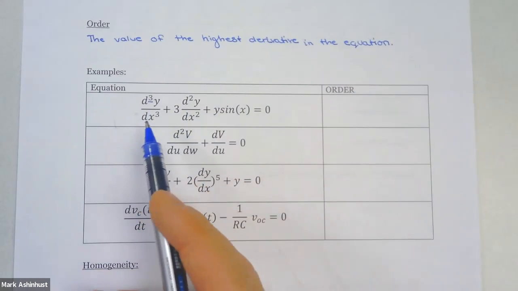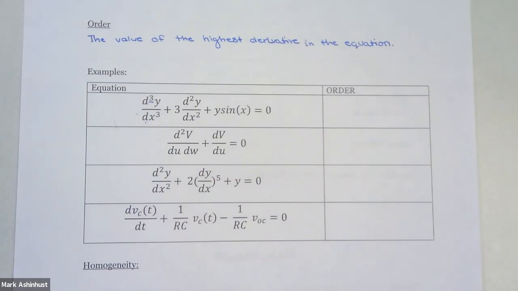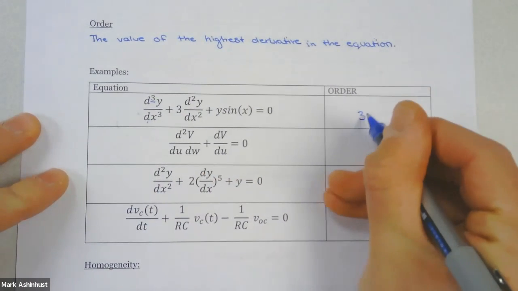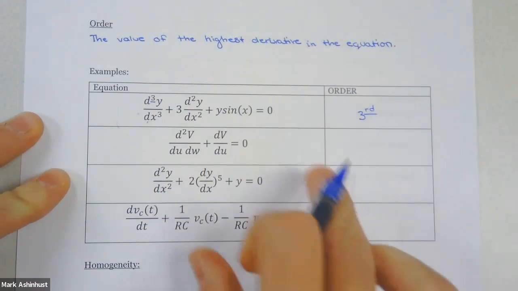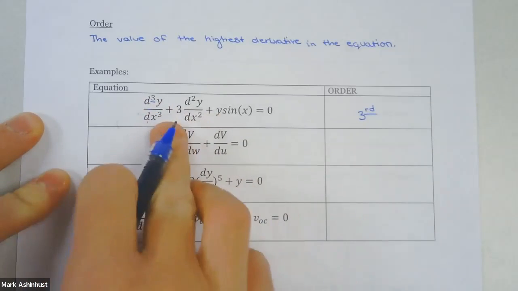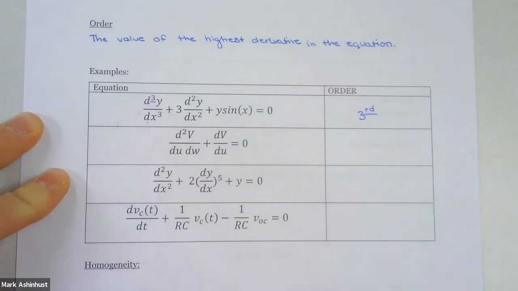Now, usually they're written in order, but you could have a fifth derivative on the right side. That's why it's good to look at all of them. So this one's pretty easy to figure out, and this would just be third order, because our highest derivative in this equation is 3, third derivative.